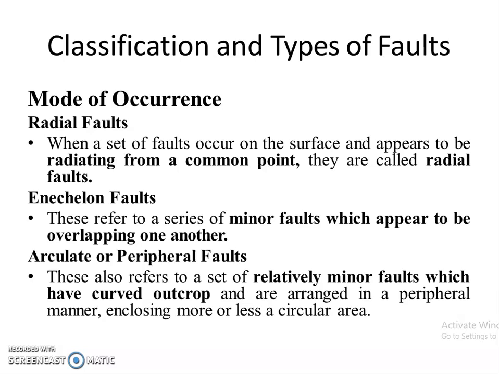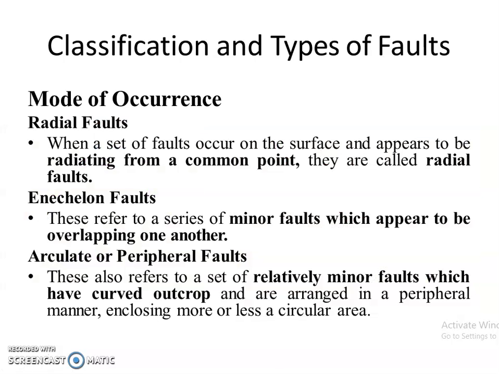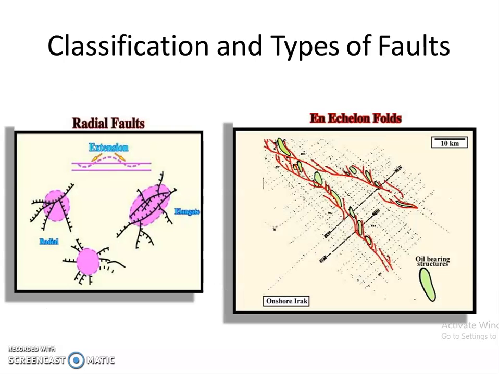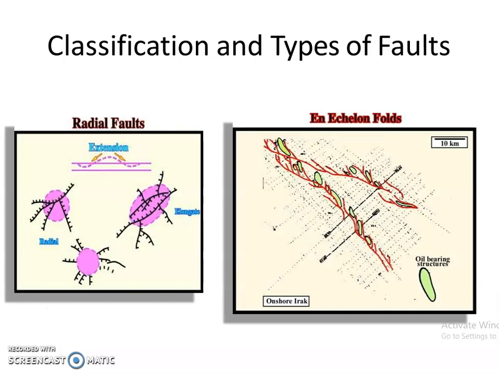Based upon the mode of occurrence, faults may be radial, en echelon or peripheral. Radiating means all the faults originate from a common point. This is a common point, and from this common point all the faults are originating. In en echelon faults, the minor faults appear to be overlapping one another. Here the minor faults are overlapping each other. Then peripheral or arcuate faults are a set of relatively minor faults which have a curved outcrop. When the minor faults have a curved outcrop, we call them peripheral faults.